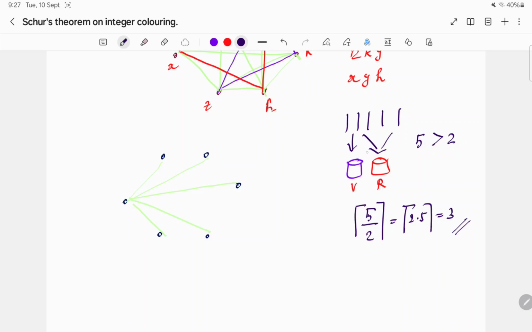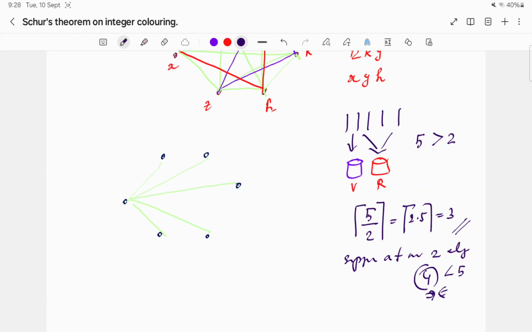Suppose each basket contains less than 3. I'm telling there is at least a basket containing 3 edges. Suppose every basket contains at most 2 edges. Then what happened? Then the total number of edges will be 4, which is less than 5, because we have 5 edges. So that is a contradiction. That means there is one basket containing 3 edges or more.